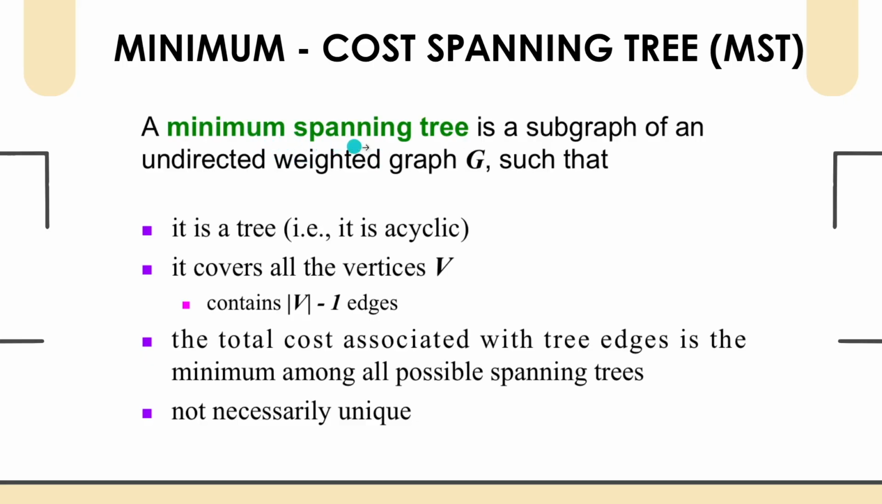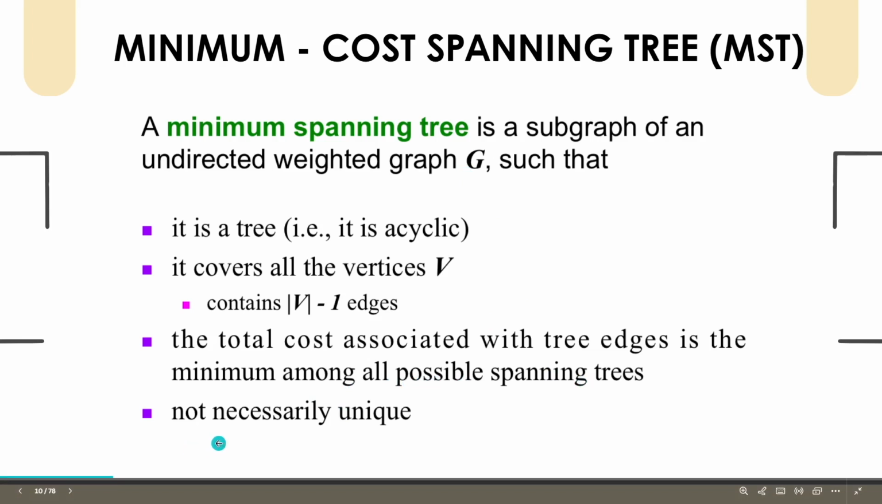So, these should be true for a minimum cost spanning tree. A minimum cost spanning tree is actually a subgraph of the actual graph such that it is a tree, which means it is not supposed to possess any cycles, so we say that it is acyclic, and it should cover all the vertices in that graph. Whatever vertices the graph G contains, the resultant tree should also contain all those vertices, and the resultant tree should contain exactly V minus 1 edges, and the total cost associated with the tree edges is going to be the minimum among all the possible spanning trees that are constructed for this particular graph G.